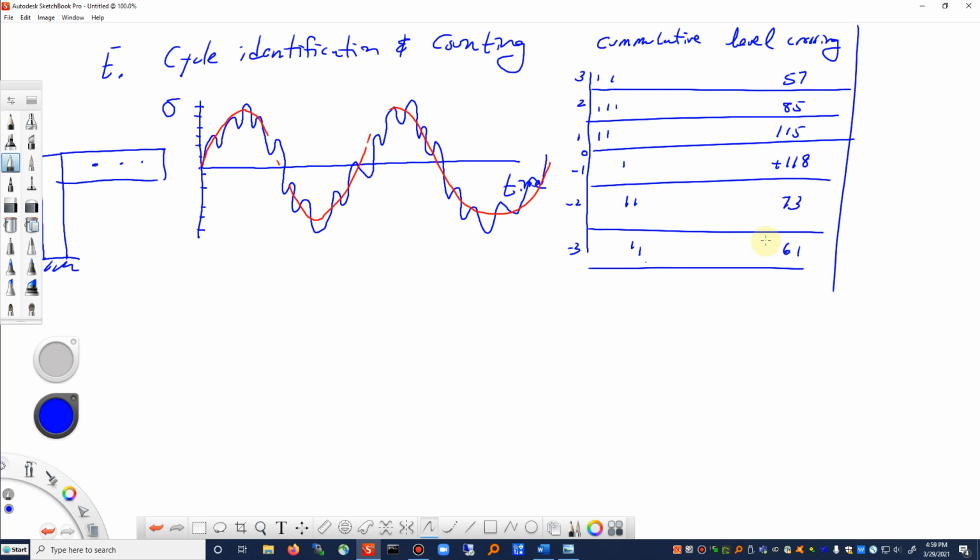So in a way, this cumulative level crossing gives you a feel for what's going on in that time history. If you look at enough of these and you look at enough different time histories, when you see this level crossing data, you kind of get an idea of what that time history is going to look like. This one is primarily centered around 0, but it exceeds things that go a little bit higher.